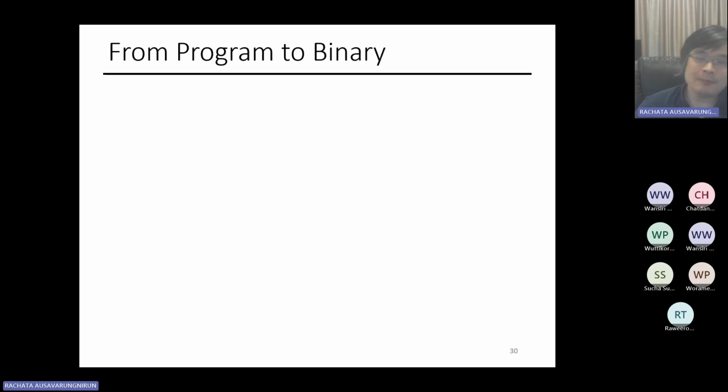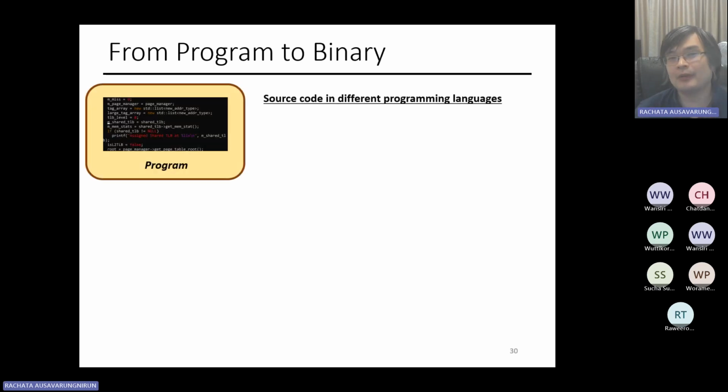And from program to binaries, basically, let's say you write a program. This is like a program in C, C++, to be honest. This is a source code. One thing you notice, right, is how many programming languages are in the world right now?